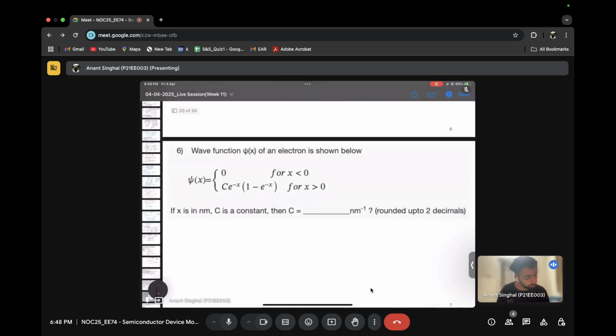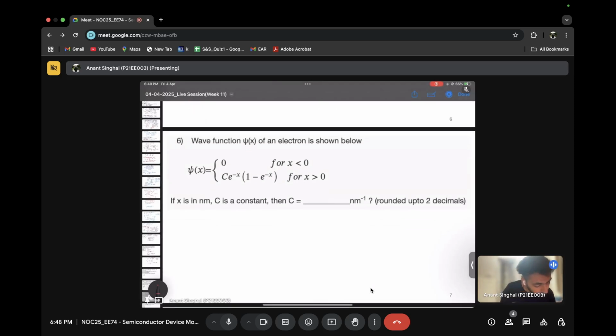Yeah, this is again a mathematics problem. So it says the wave function of an electron is given like this. If x is in nanometers and c is a constant, then c is equal to what? Yeah, this is a good question, I guess. So do you want to try it? Yeah, sure, go ahead.